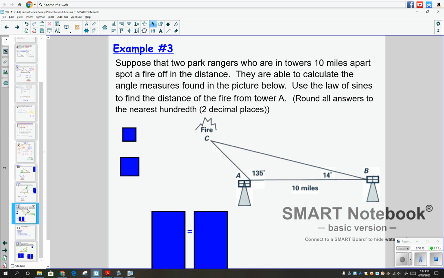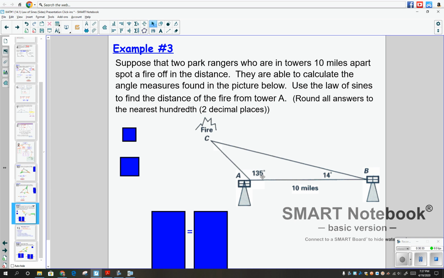And they spot a fire off in the distance. That is represented here by point C. That's my fire. Well, they're able to calculate the angle measures. The angle measure created by the line of sight to the fire and the opposite tower. So angle A is 135 degrees. The angle of tower B here is 14 degrees.